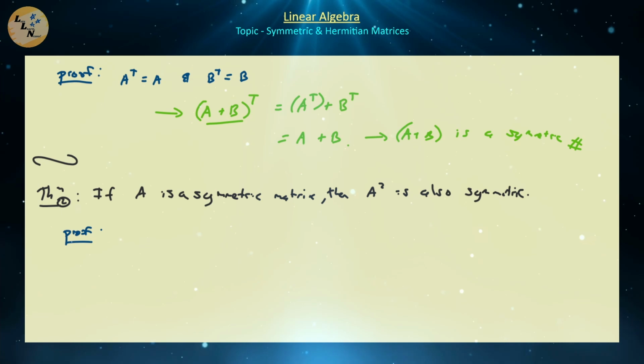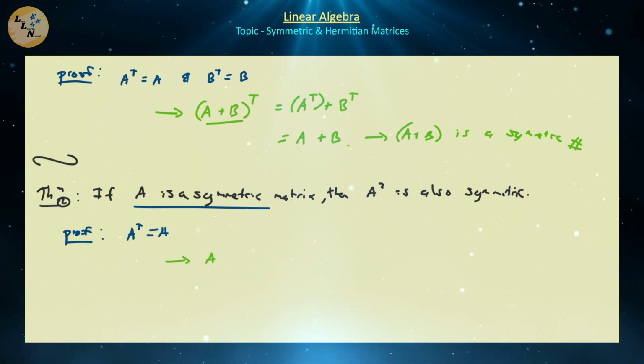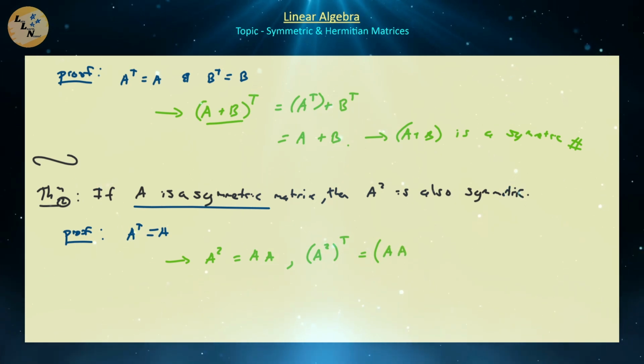So, proof. What are we given as an assumption? We're given that A is a symmetric matrix. That means we know that A transpose is equal to A. So from this, what can we get out of this in terms of A squared? We know that A squared by definition is equal to A times A, right? That's the definition of A squared. So from this, what is the transpose of A squared? The transpose of A squared is going to be the transpose of A times A.